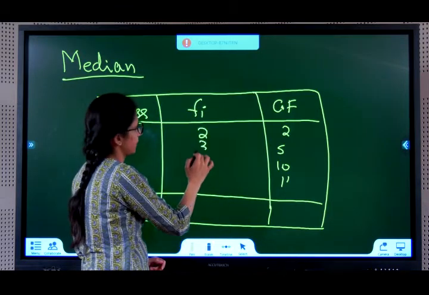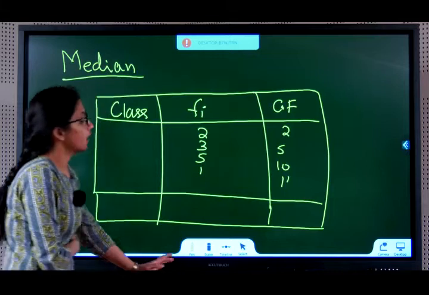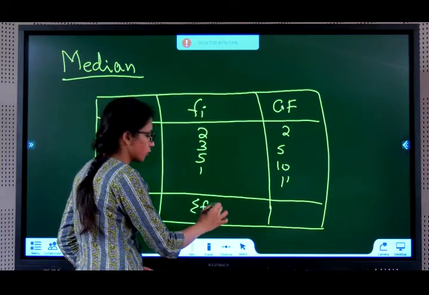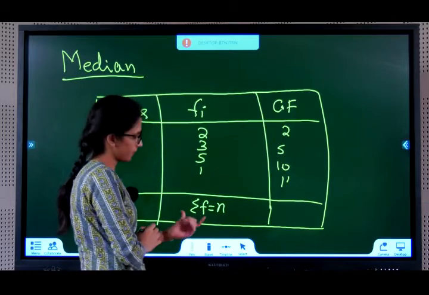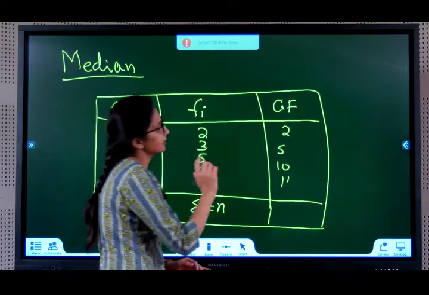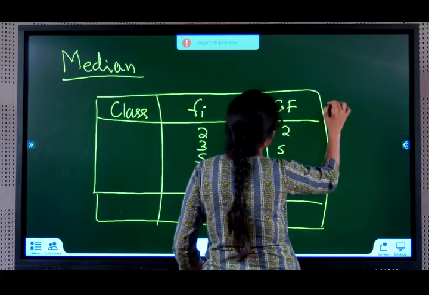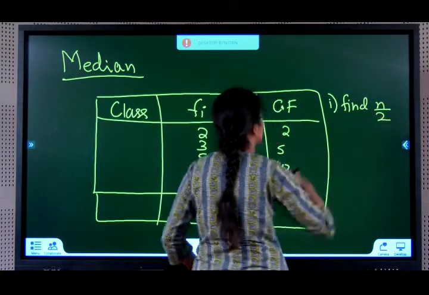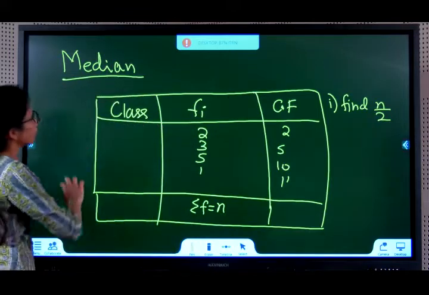Okay, let's put it back because I'll use it. Now summation f is also referred to as n. First step is to draw this table. Next, find the value of n by 2.